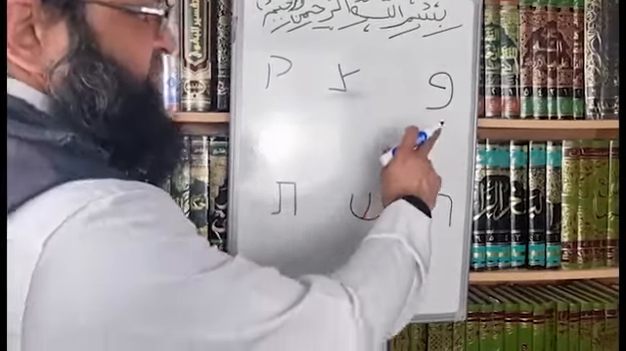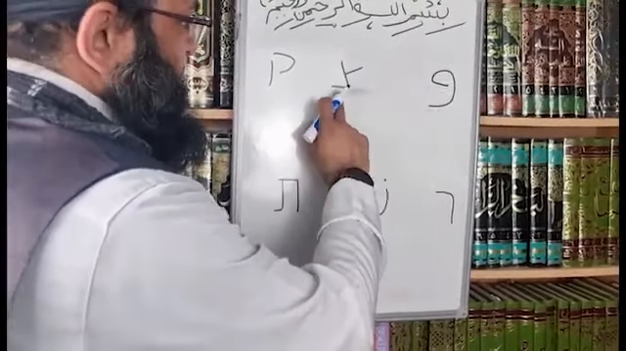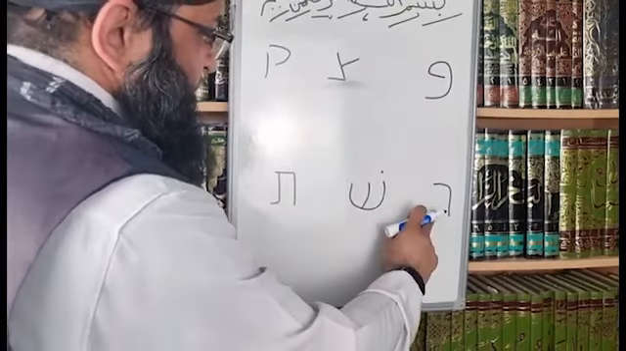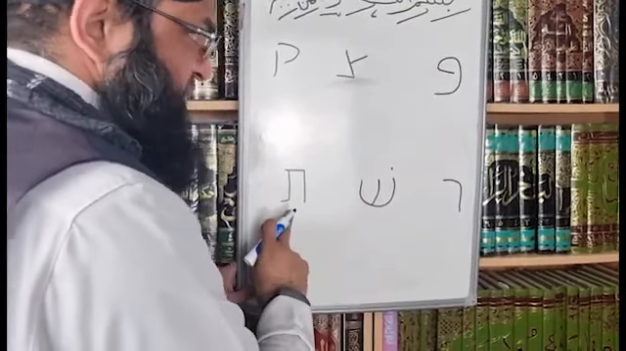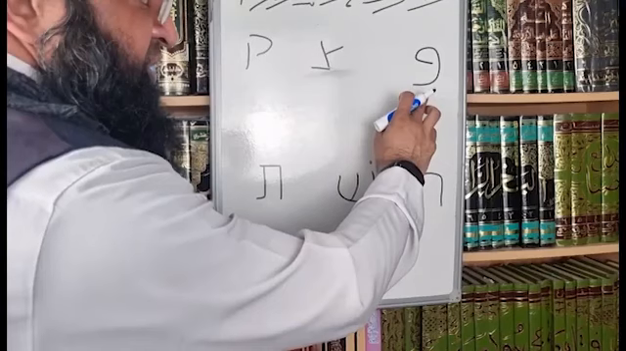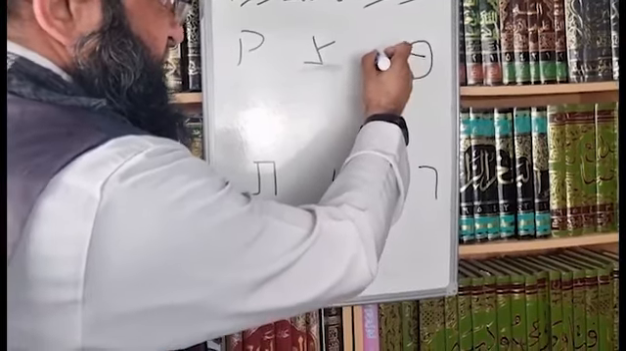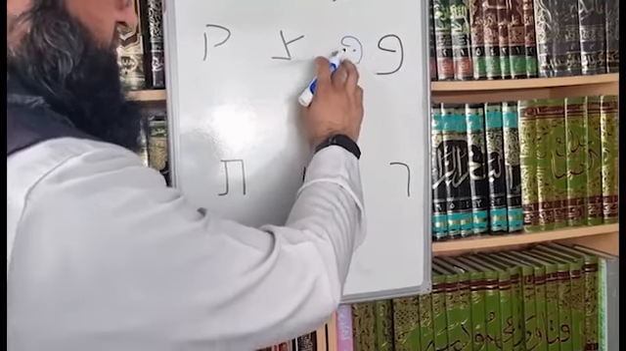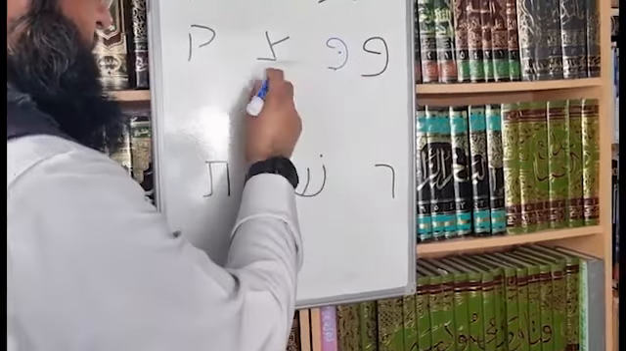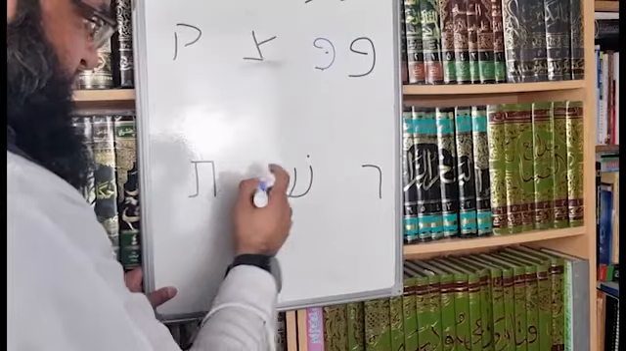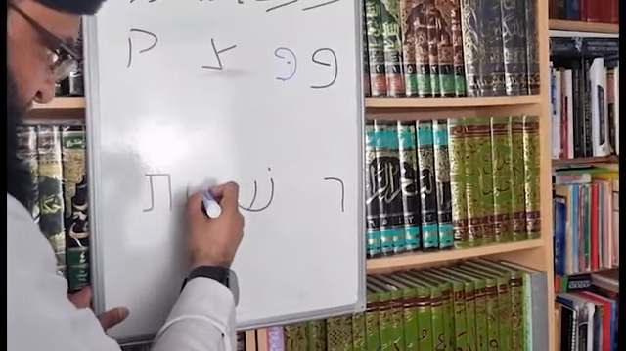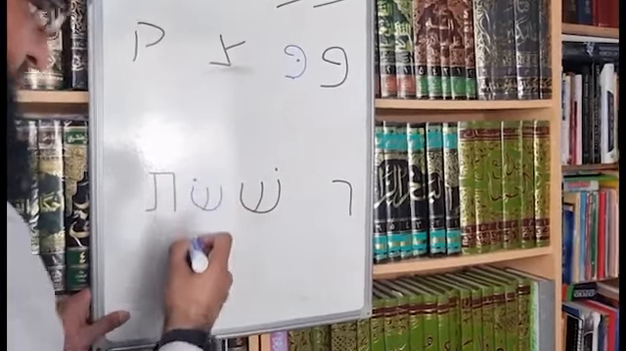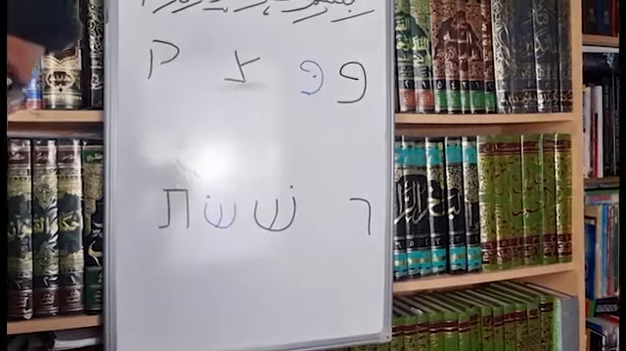So the remaining letters: pe, zadi, kuf, resh, sheen, tav. Now, as I mentioned earlier, if the dagesh is placed in the center of the pe, it becomes a fe sound. Zadi, kuf, resh, sheen. And the sheen, if the dagesh is placed on the left, it becomes a seen sound.